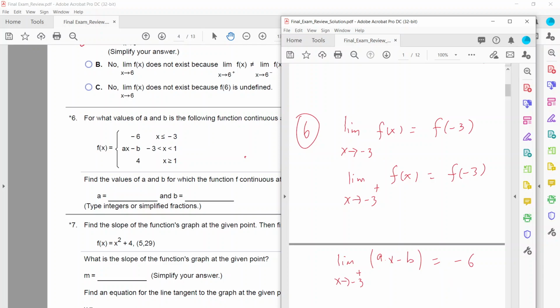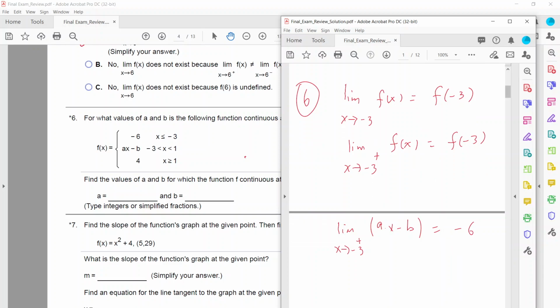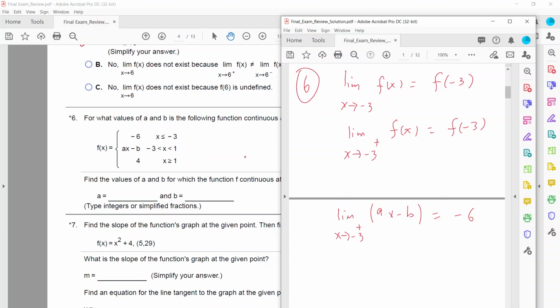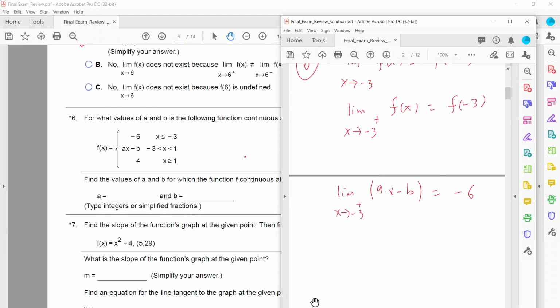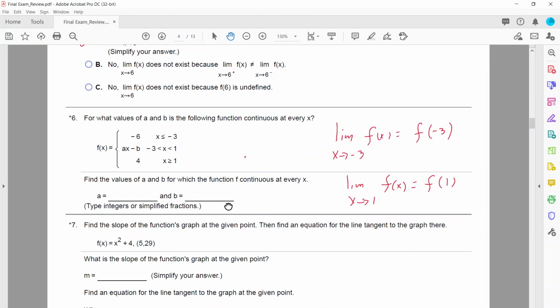If you try to find the right-hand limit for this function, you just have to plug x equal to -3 here. That will give you -3 times a minus b equal -6. There are two variables, a and b, we need to find, and we found one equation. Let's say this is equation 1. We're going to use the second part here.